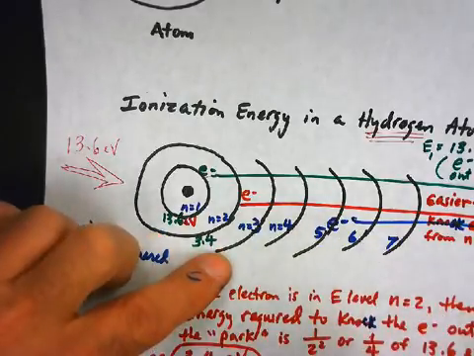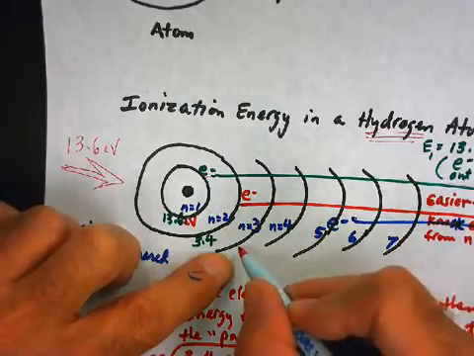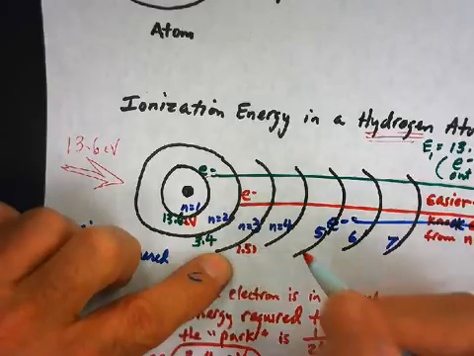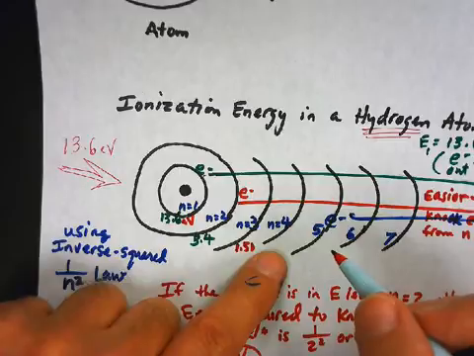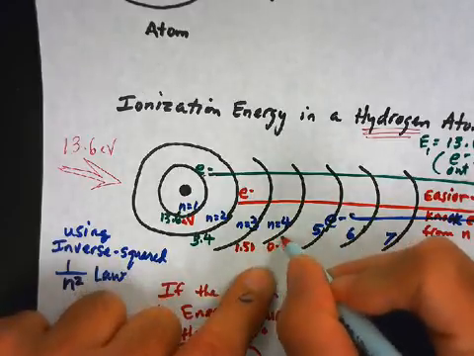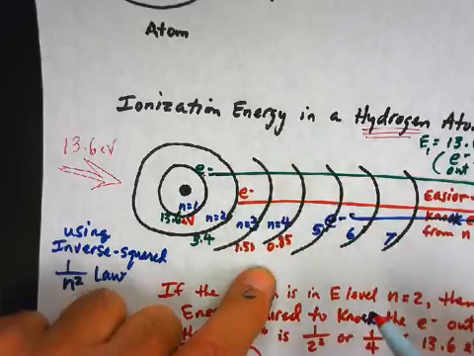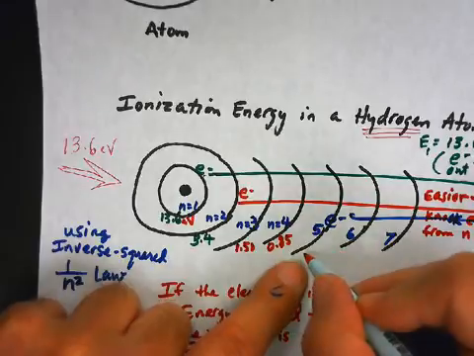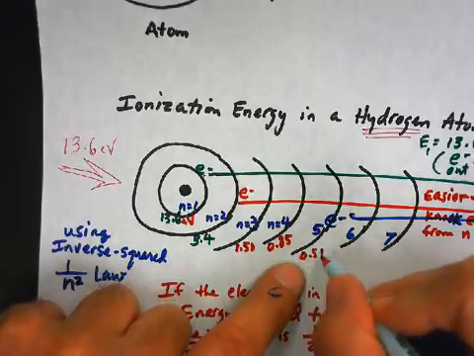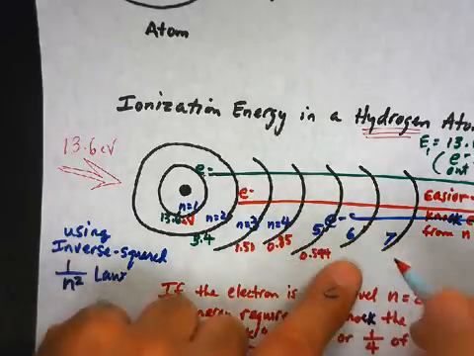How about for level 3? If I use 1 over 3 squared, or 1/9 of 13.6, that comes out to be 1.51 electron volts. How about n equals 4? 1 over 4 squared, or 1/16 of 13.6, is 0.85 electron volts. The 5th energy level we already know, 1/25th, 0.544. How about the 6th energy level?